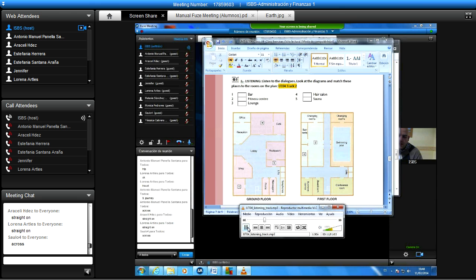Would you like to use the hotel fitness center? Yes, please. How do I get there? It's opposite the swimming pool on the first floor.